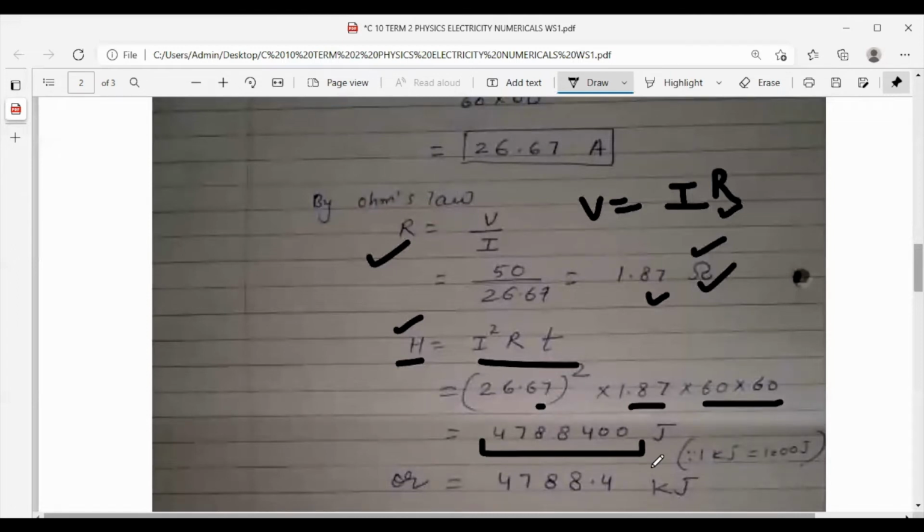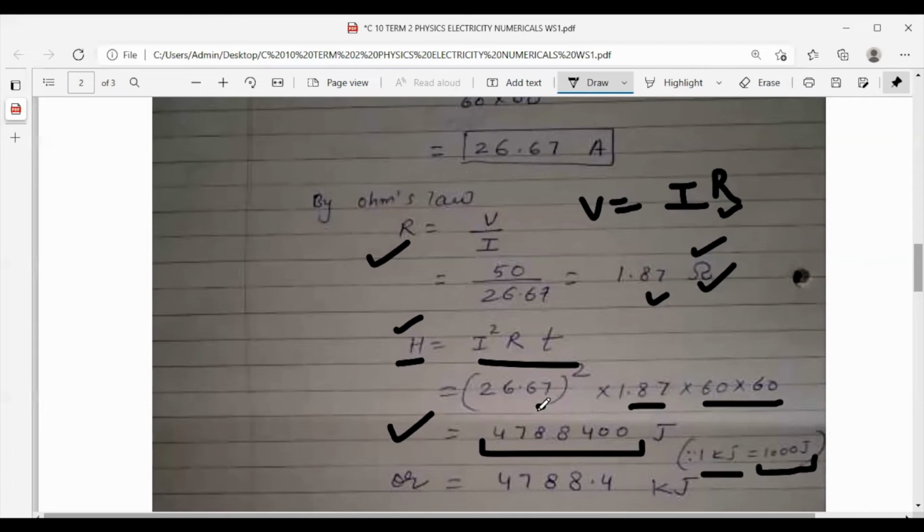Suppose we want to find our answer in kilojoules, so you must know the conversion that 1 kilojoule is equal to 1000 joules. You simply divide this value by 1000 and your answer will be 4788.4 kilojoules. So this was your question number 1, where we found the value of heat produced. What were the things given to you? One was charge, second was time, third was potential difference.